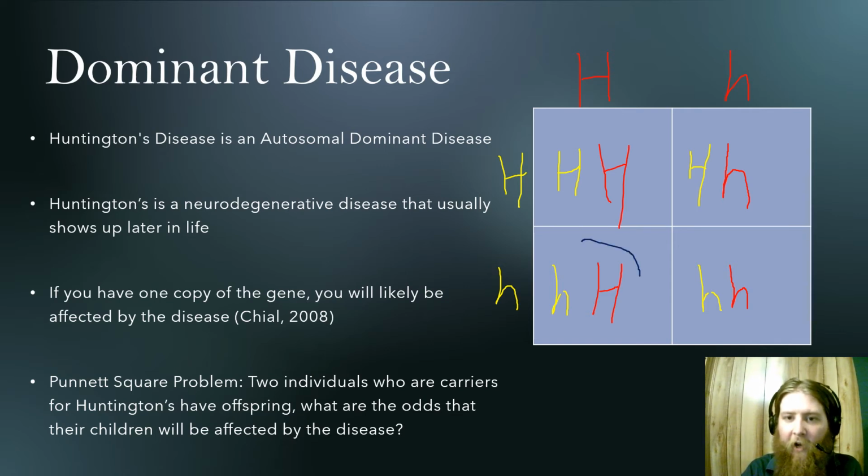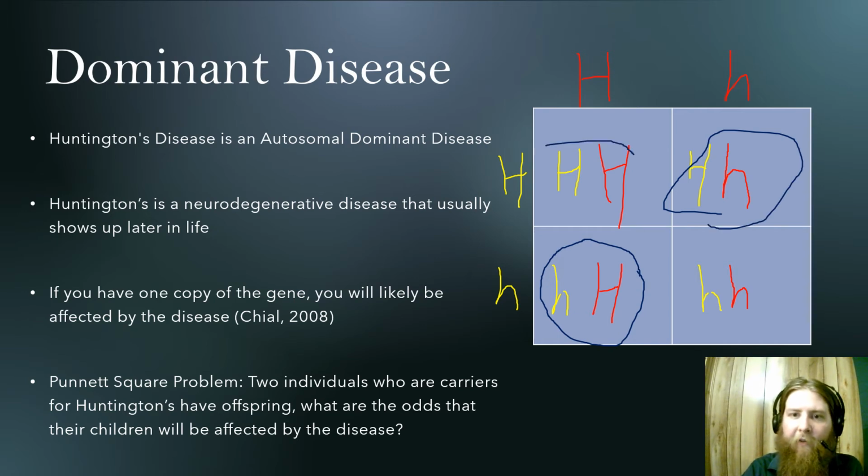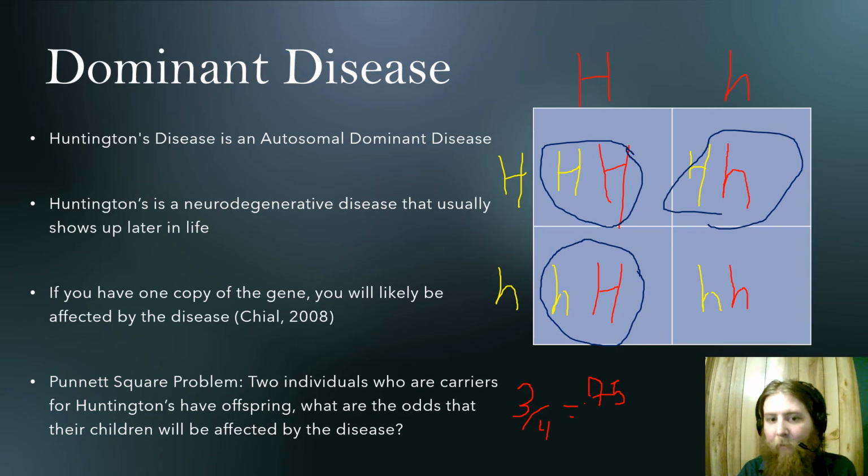It's an autosomal dominant, so if you have one copy, then you have it. So this one, and this one. That circle was a little wonky. So altogether, we have 3 out of 4, or 0.75, or if you're a probability person, it'd be 75% will be affected by this Huntington's if 2 carriers produce offspring.